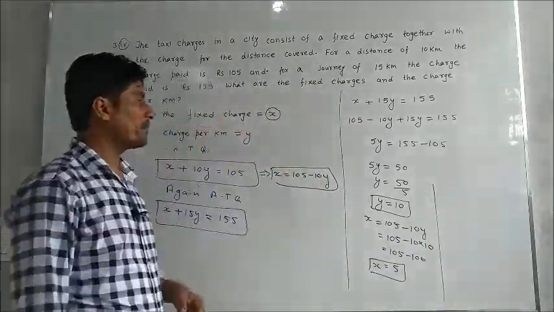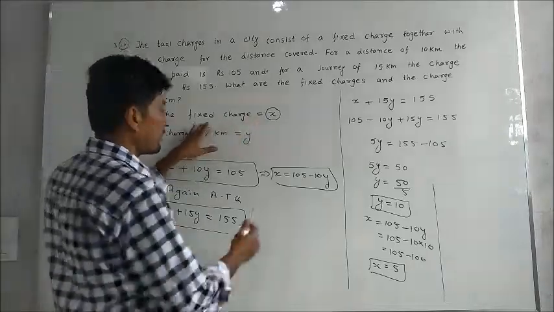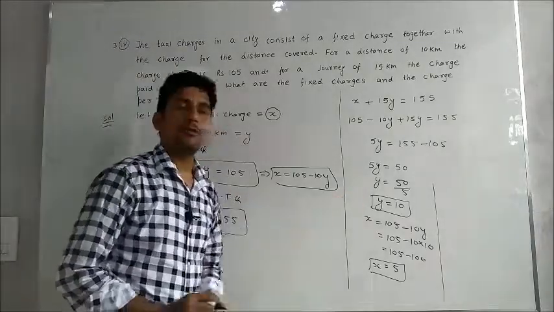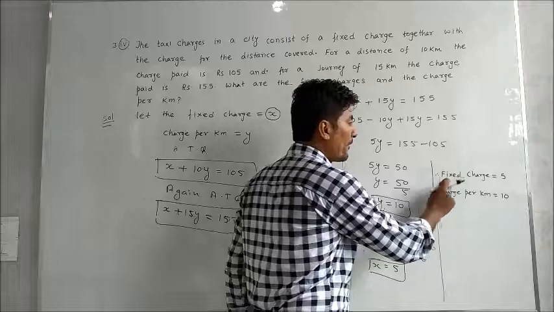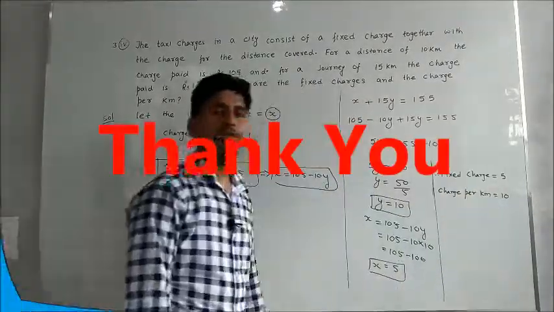After getting the value of x and y, we can say that the fixed charge equals x, means the fixed charge equals 5, and the charge per kilometer is y. So the charge per kilometer equals 10. So the fixed charge will be equal to rupees 5 while the charge per kilometer will be equal to 10.